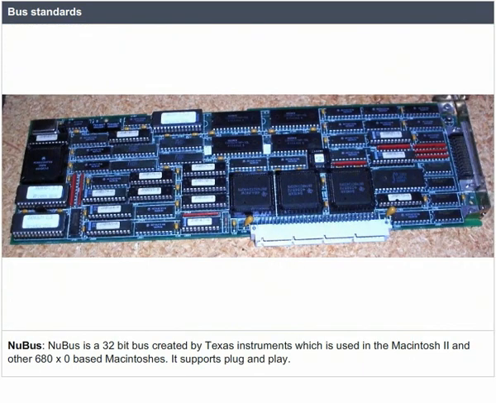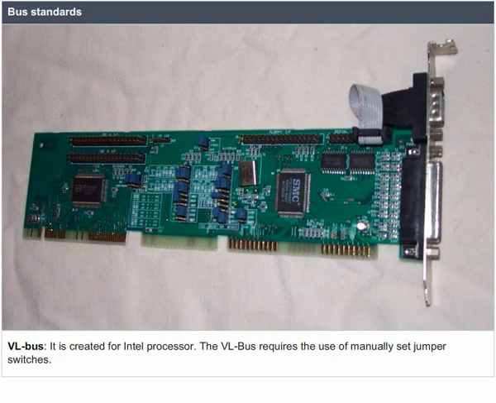NuBus. NuBus is a 32-bit bus created by Texas Instruments, which is used in Macintosh II and other 680x0 based Macintoshes. It supports plug and play. VL bus. It is created for the Intel processor.